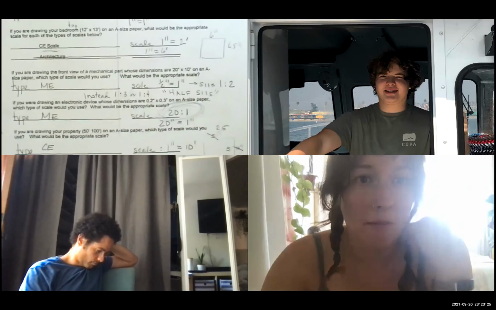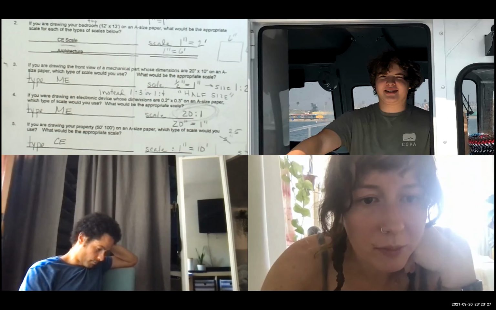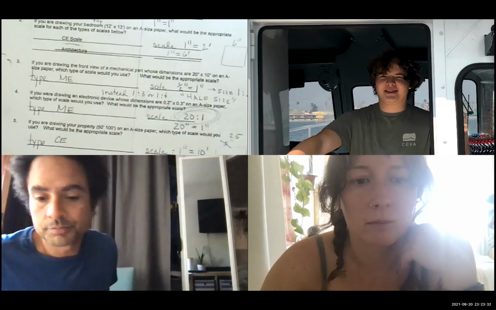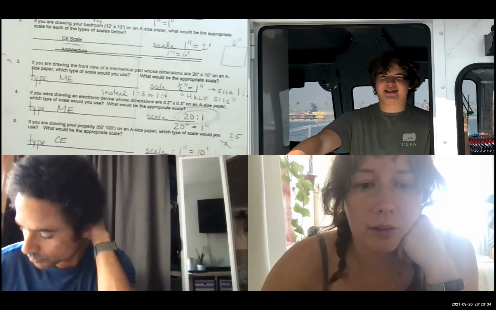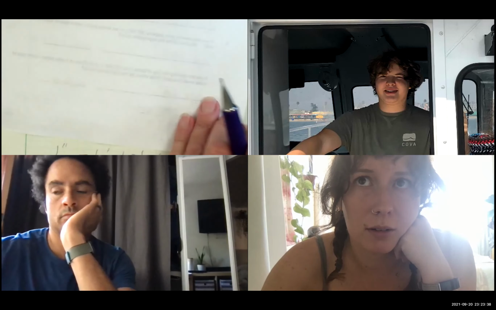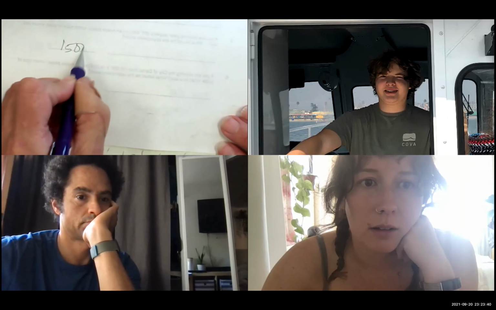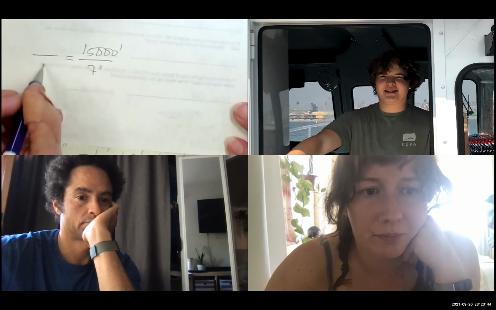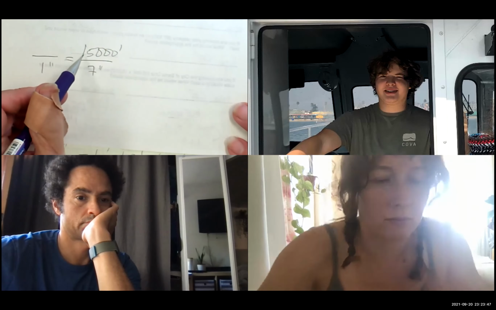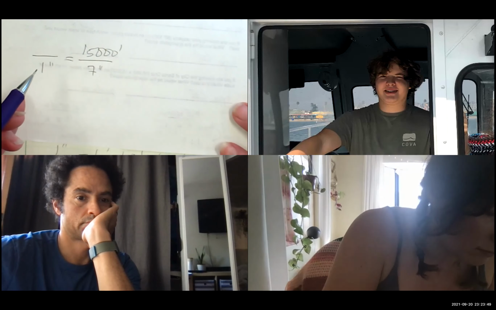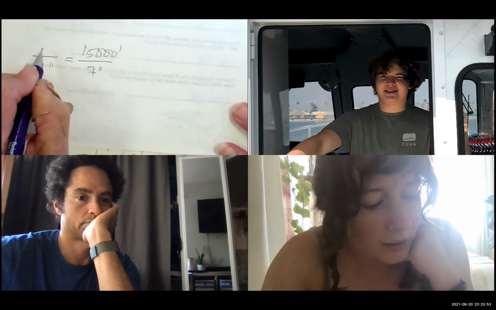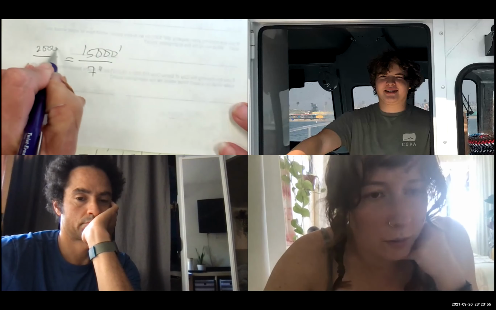So then do you want to try to do that one this way? We're looking at 15,000 and I'm trying to put it on 7-inch paper. So, going about the same process, we have 15,000 feet and I'm trying to get it, let's say, on 7 inches. So what is this number? Do a calculator. What's 15,000 divided by 7? Is it 2,000? Yeah, I have 2,142.